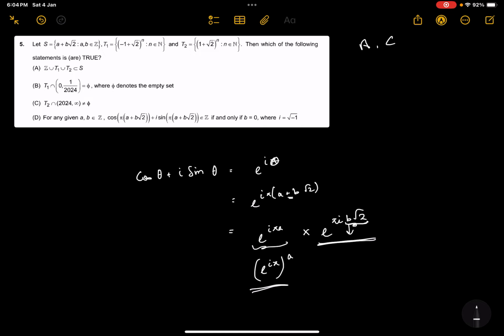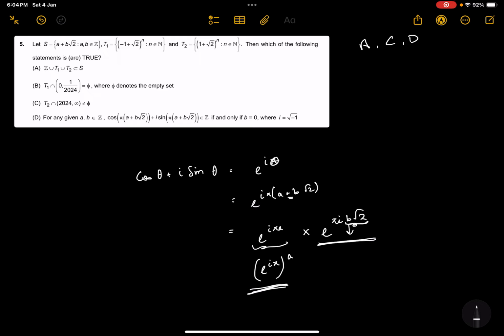So one direction is true and the other is straightforward. If b is equal to 0, then cos a pi plus i sine a pi is e to the power of pi i a, which is either plus or minus 1 depending on a. So option D is also correct.